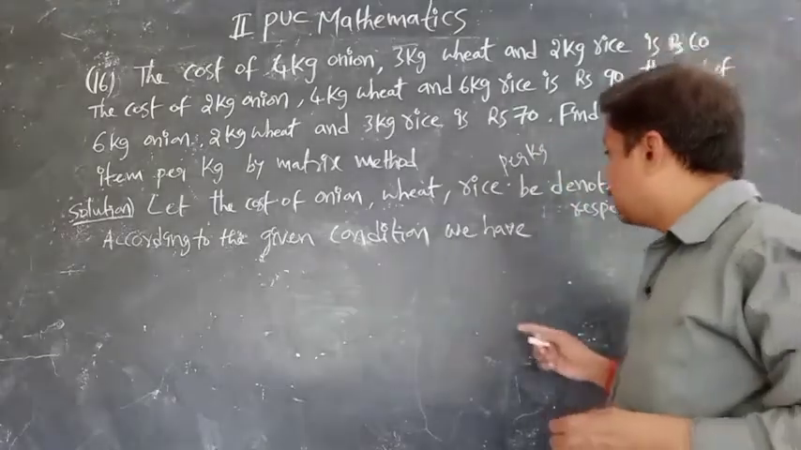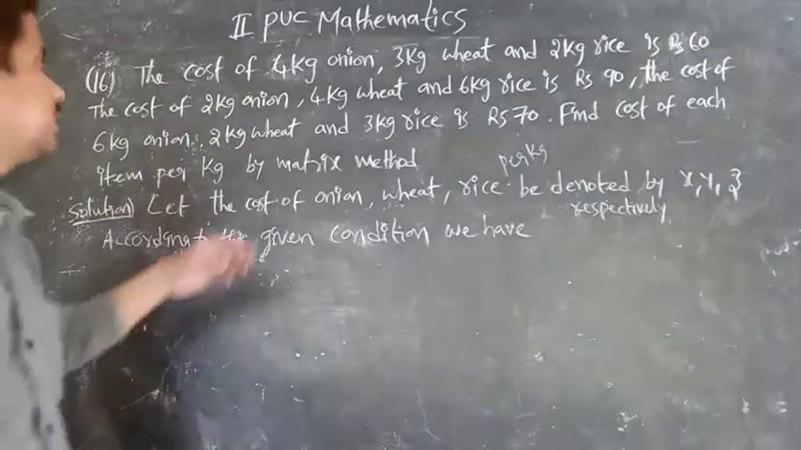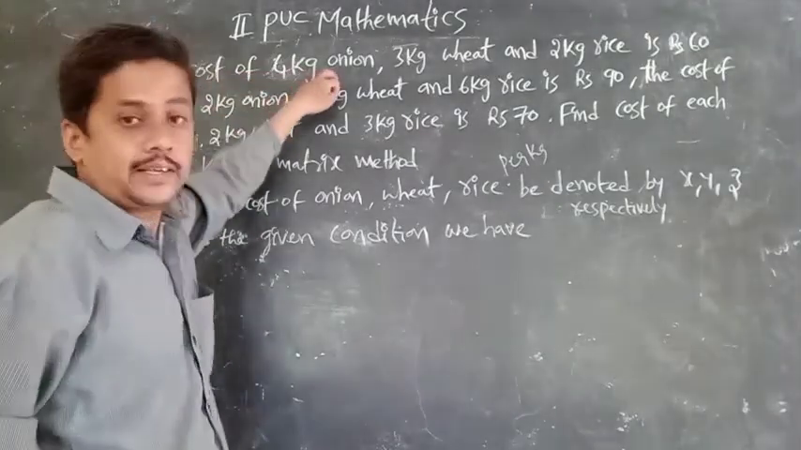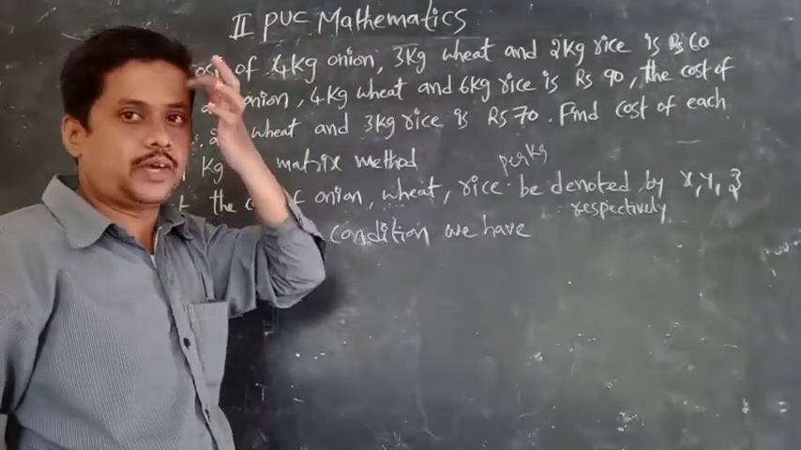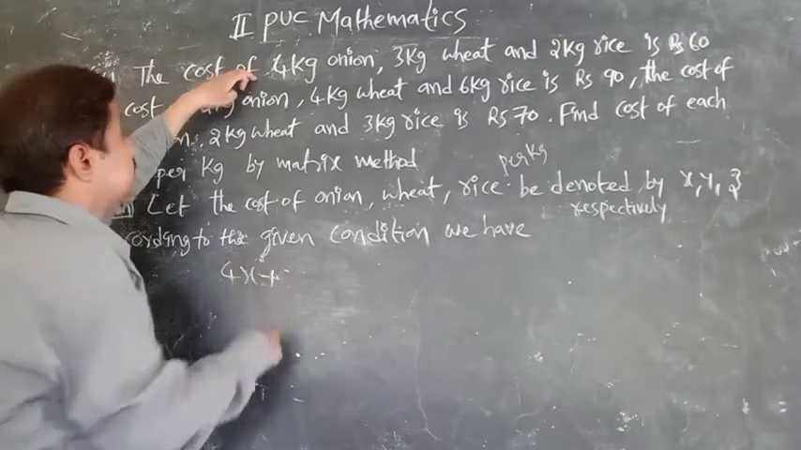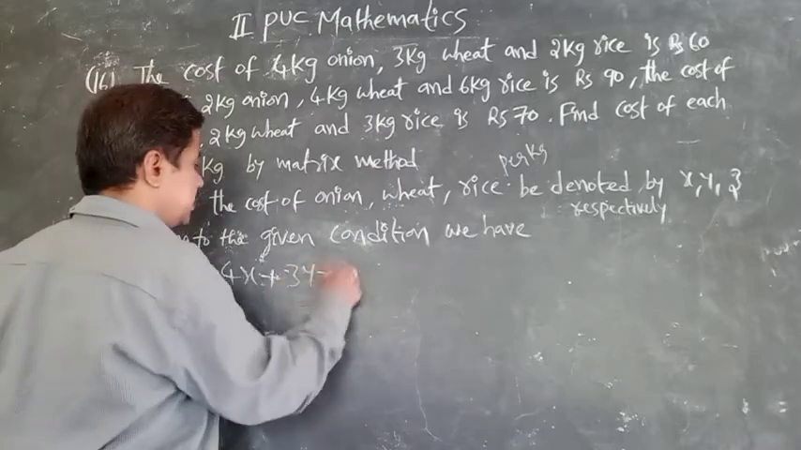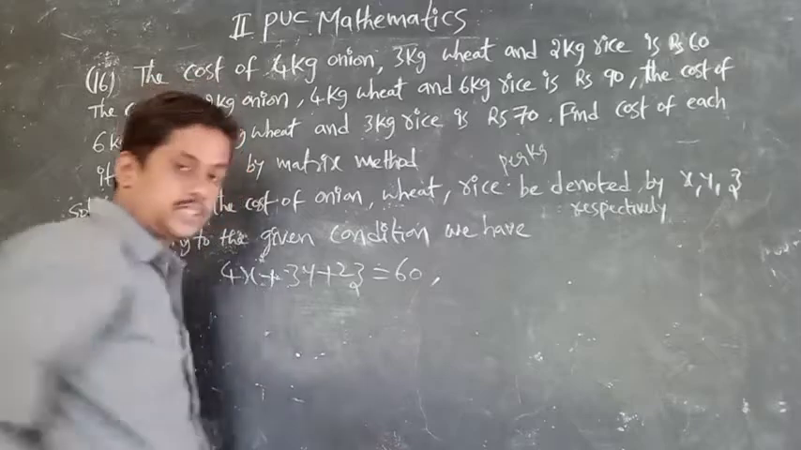According to the given condition, we can write the equations. See, onion means x, wheat means y, rice means z. So 4x plus 3y plus 2z is equal to 60. This is the first equation.